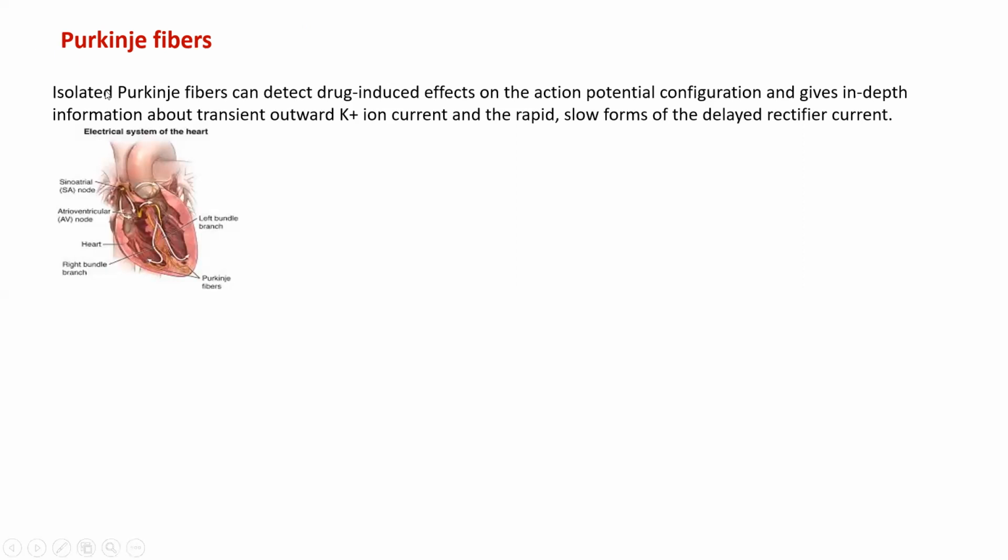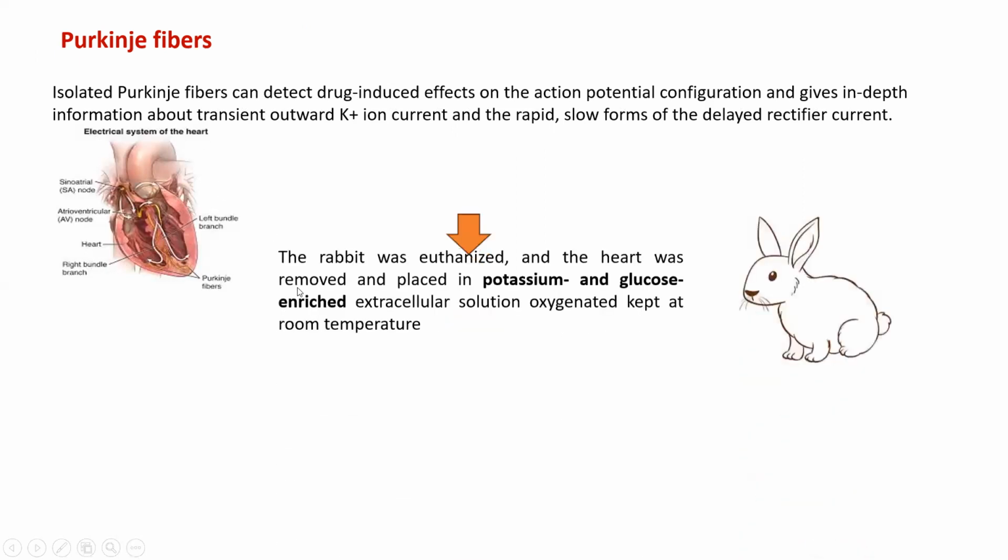So here the isolated Purkinje fiber can detect drug-induced effect on the action potential configuration and gives in-depth information about transient outward potassium ion current and the rapid and slow forms of delayed rectifier current. So here you can observe the Purkinje fiber, and we have to isolate this Purkinje fiber for performance of this ex vivo test.